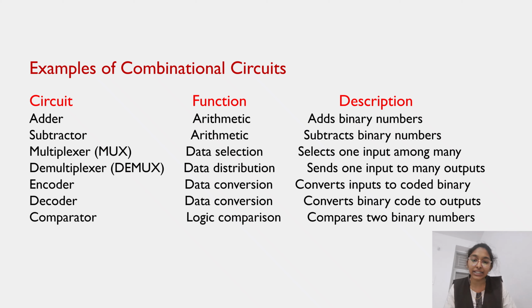Encoder: the function of the encoder is data conversion, converts input to coded binary. Next circuit is decoder: it also does data conversion, converts binary code to output. Comparator: the function of the comparator is logic comparison, compares two binary numbers. These are the examples of combinational circuits and their functions.